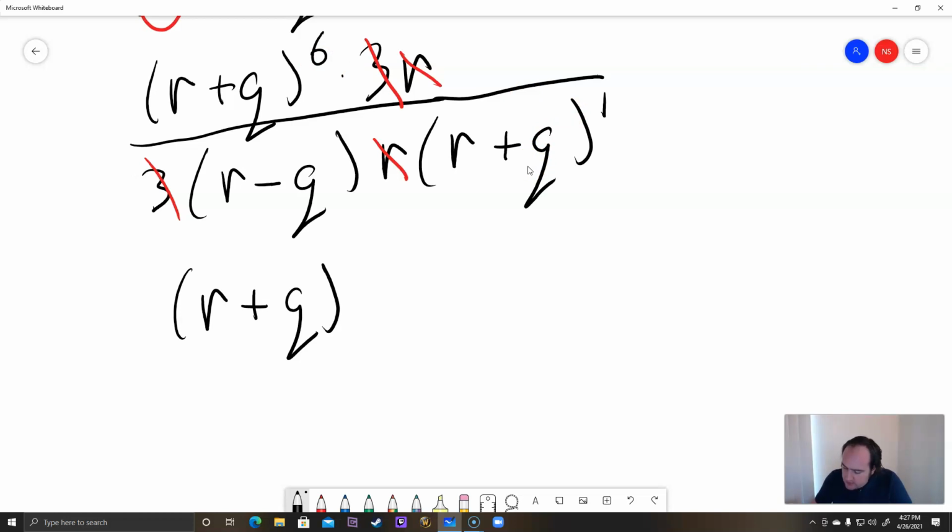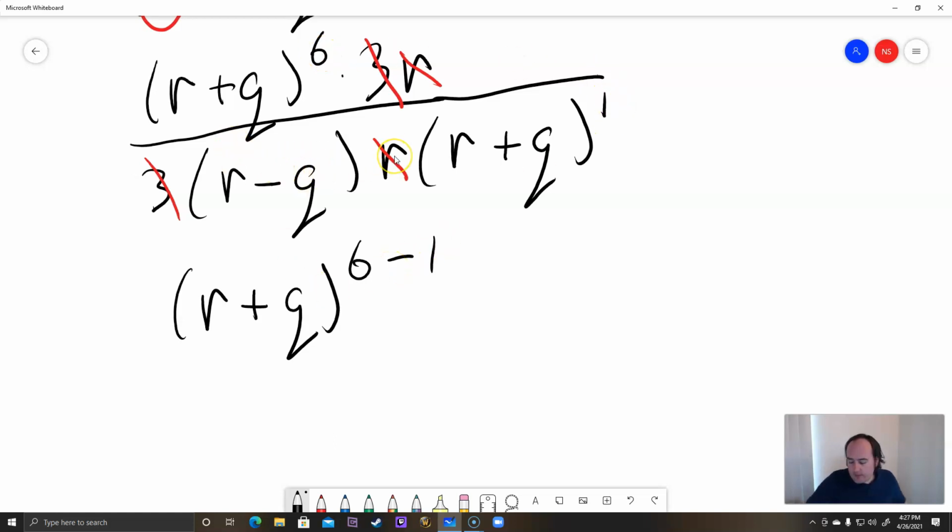(r plus q) to the 6 minus 1. Now how did I get that? Well, even though they have two terms, they have exactly the same base. And because we're dividing, we subtract, and the order matters, top to bottom, left to right. So that's (r plus q) to the 6 minus 1 on the top.